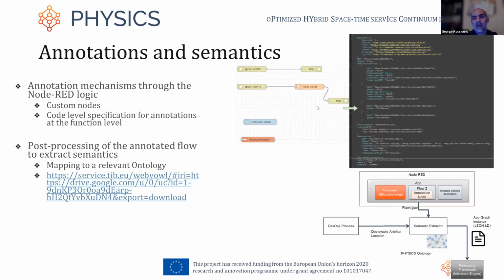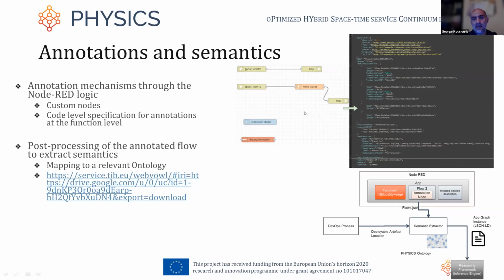So then once someone creates, let's say, the flow and then wants to proceed with the steps in the platform, an intermediate step is that they extract the annotations that are included either in the nodes or inside the code, and map them to a relevant ontology that we have created in the context of physics. I have put in the link if you want to see the current version.